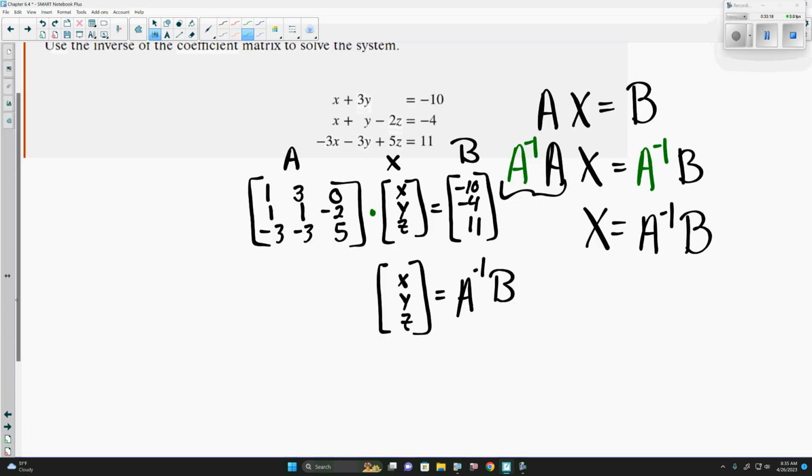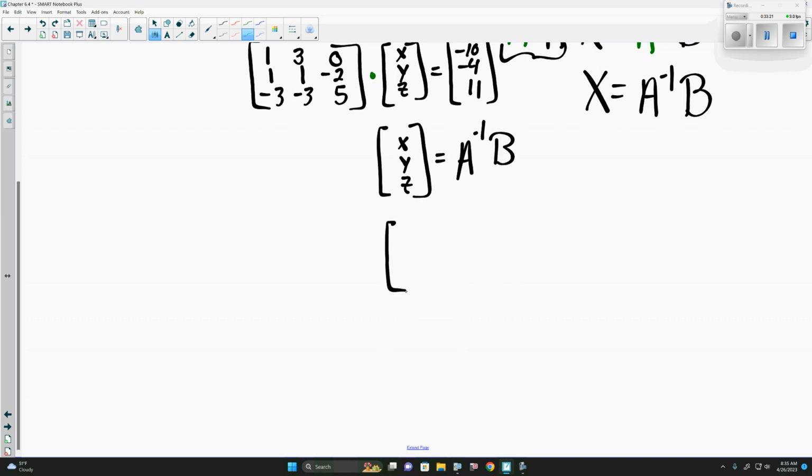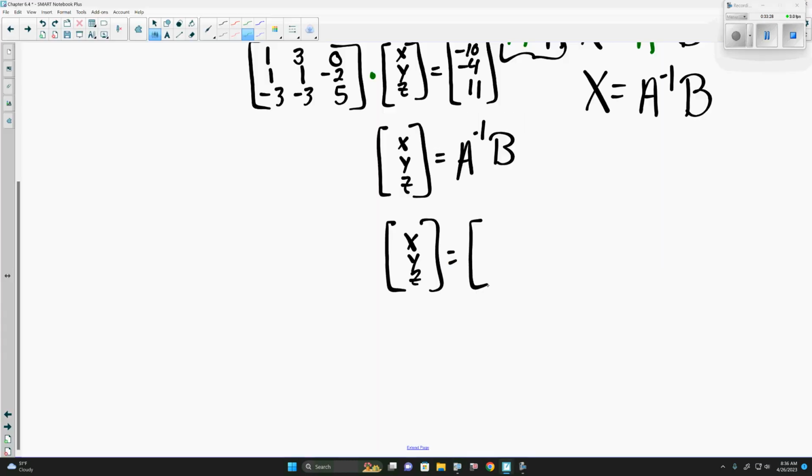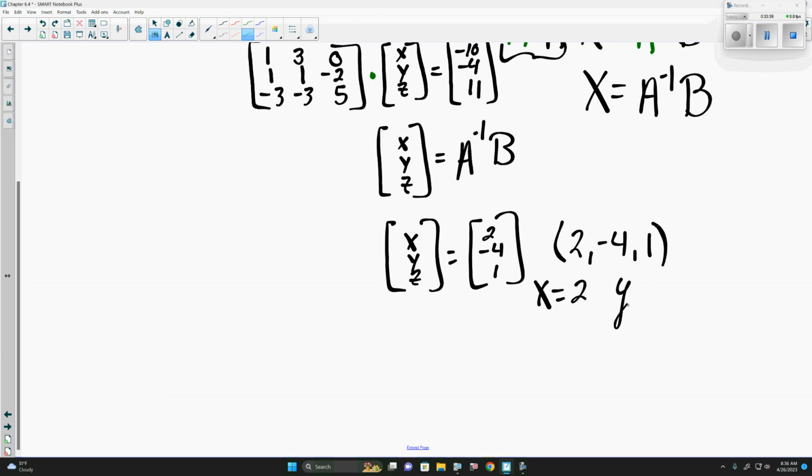So that's telling us that the matrix x, y, z is equal to 2, negative 4, 1. So as a point, it would be 2, negative 4, 1. Or we're saying that x is 2, y is negative 4, and z is 1. Questions on any of this here?